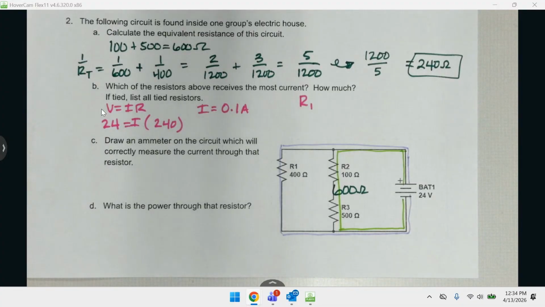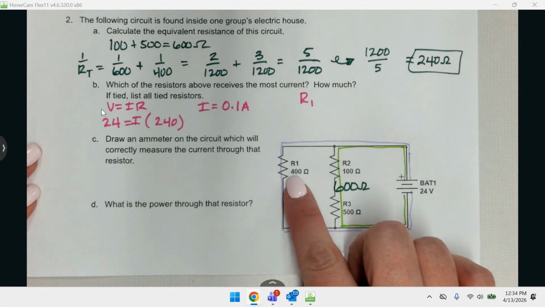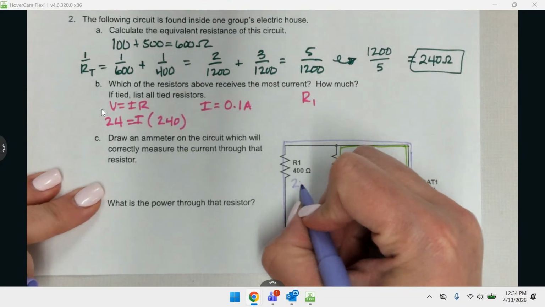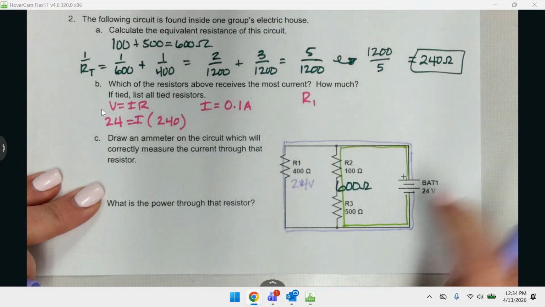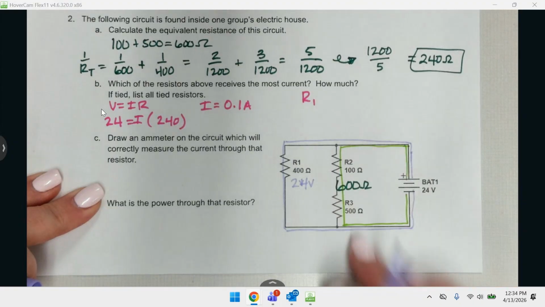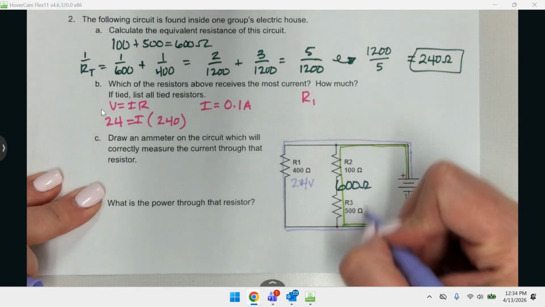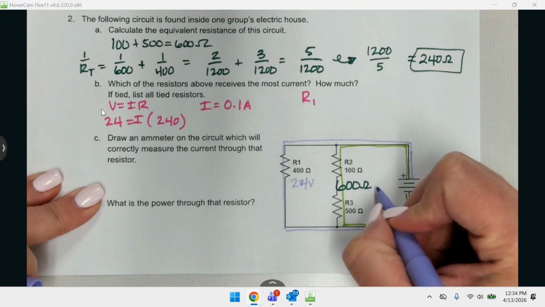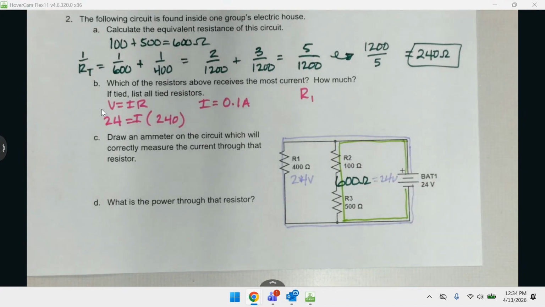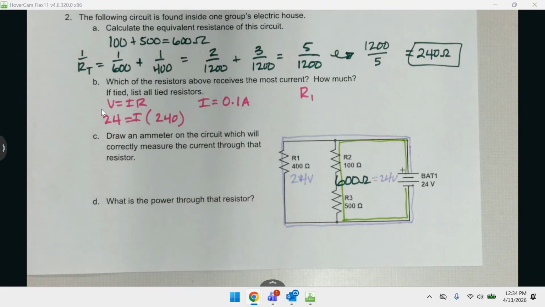Each of them is on a separate loop. This is on the purple loop, so its voltage drop, treated like a parallel circuit, is going to be 24 volts. Actually, no, it's going to be 24 volts. It has to be. The drops along a loop add together to be 24, but the total is going to be 24 volts.